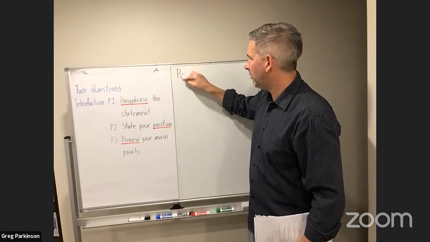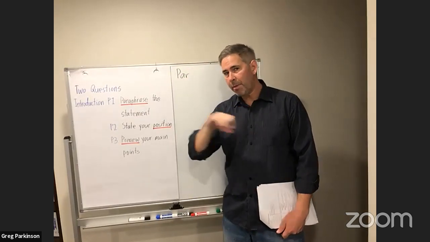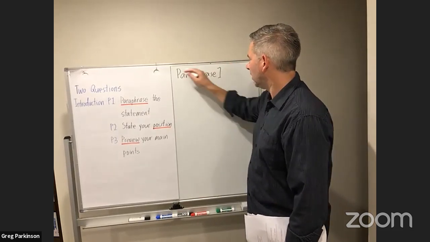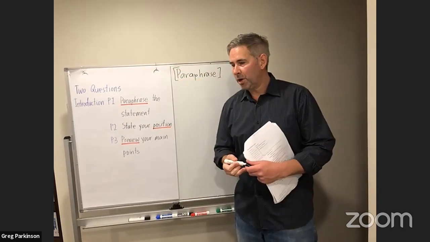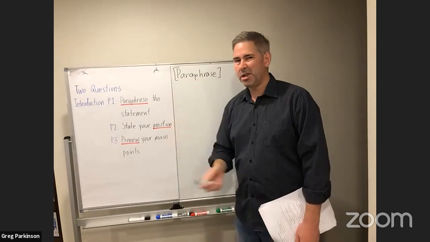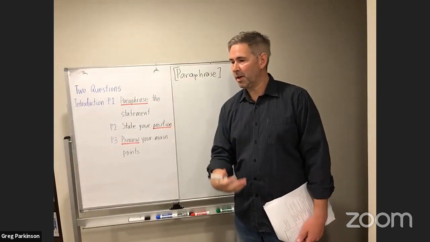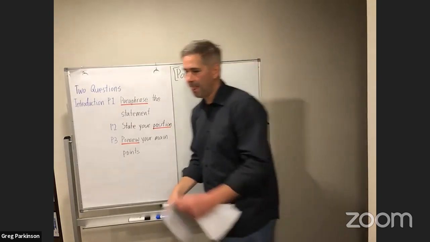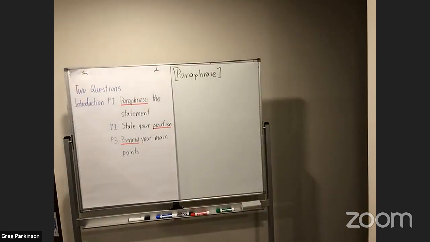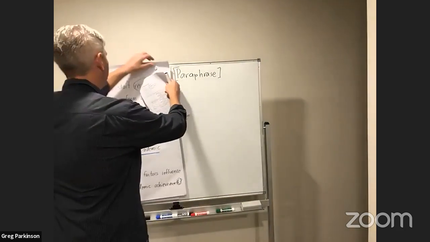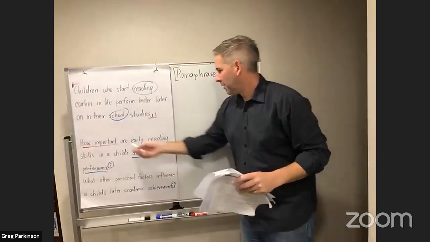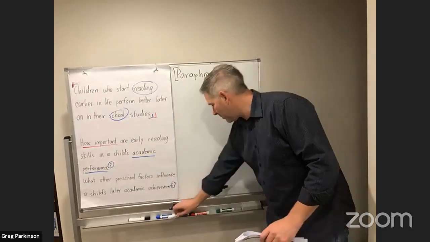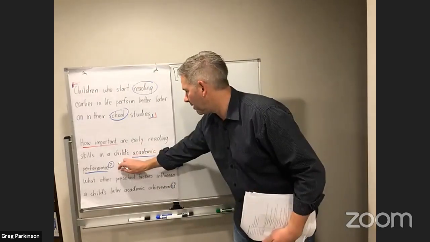So again, I'm not going to paraphrase that statement. We'll look at paraphrasing in some future webinars, but let's assume that I've done my paraphrasing. A nice way to think about two questions is that your position is answering the first question almost always, right? So my position, reading skills are very important. So I'll bring that back up for you. So how important are early reading skills in a child's academic performance? Essentially, this is going to be my position here.